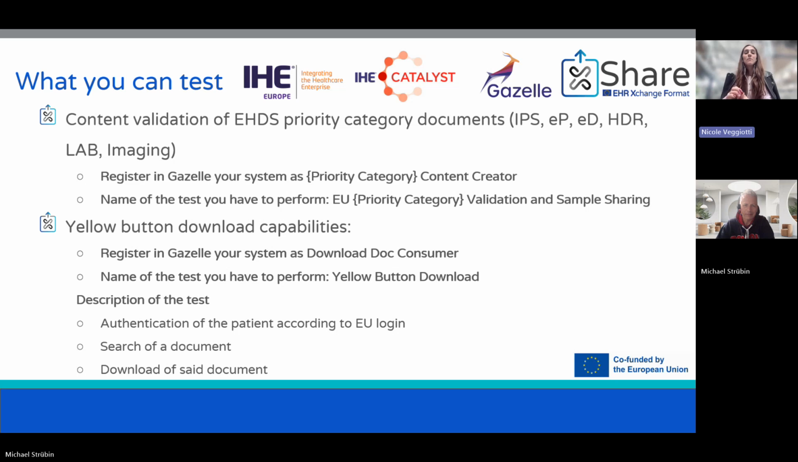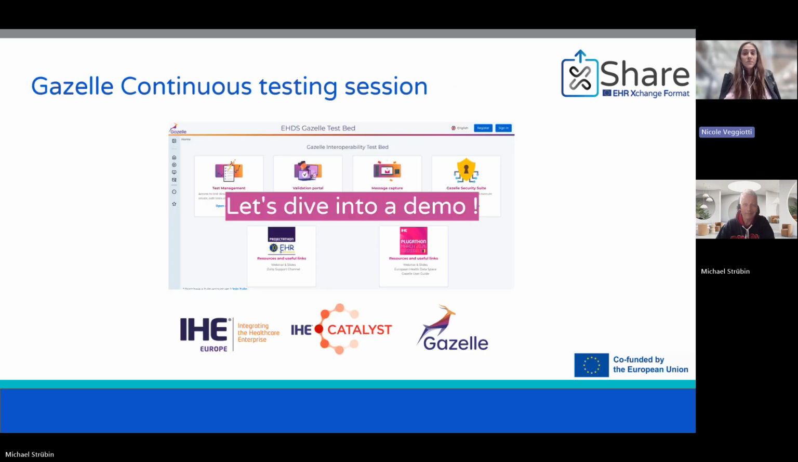Plus, we have the yellow button download capability. For testing yellow button download capability, you have to register your system as download doc consumer actor. The name of the test that you have to perform with your system is yellow button download. In this test, you will see there are different steps: authentication of the patient according to your login, search of the document, and download of that document. So next slide, I think then it's my turn to start the demo.